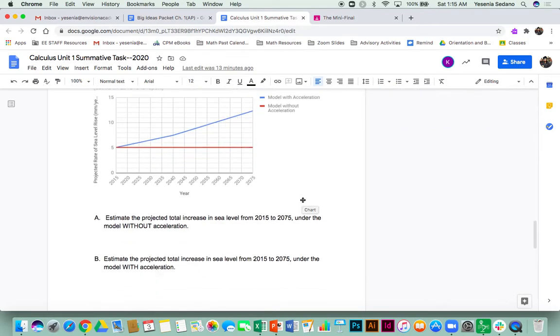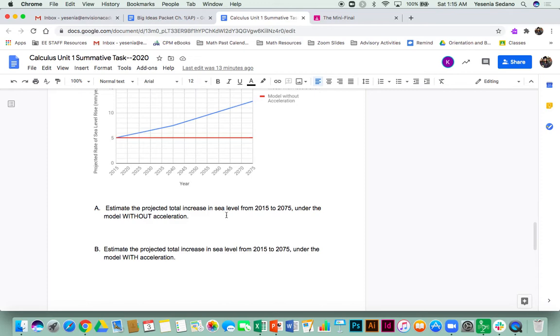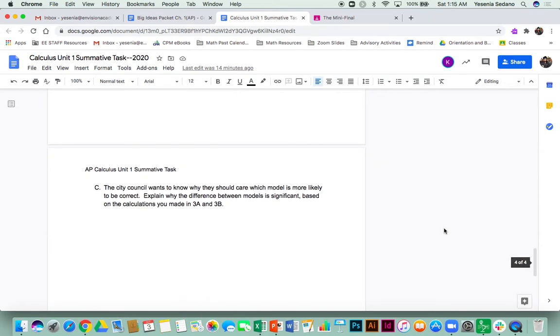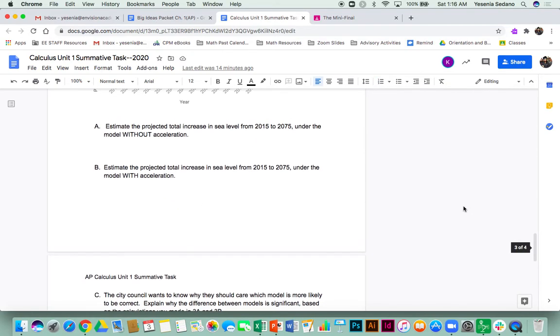And your job is to estimate the projected total increase of sea level from 2015 to 2075 under first the model without acceleration, the one in red, and then the model with acceleration in blue. So that's basically the overview of it, and the City Council wants to know why they should care which model is more likely to be correct. Explain why the difference between the two models is significant based on the calculations you made in the previous part.